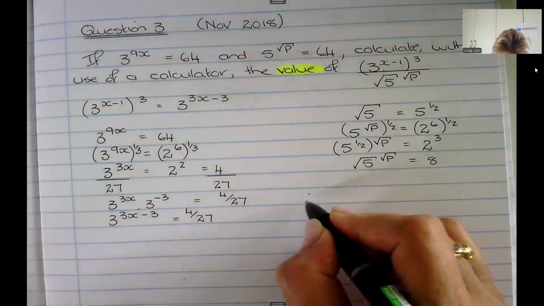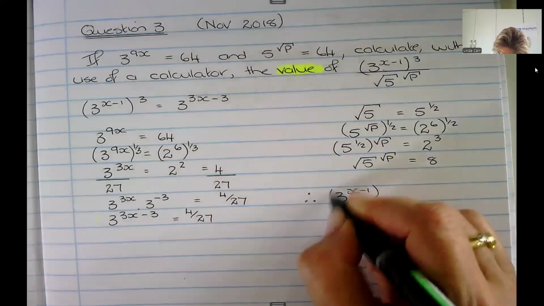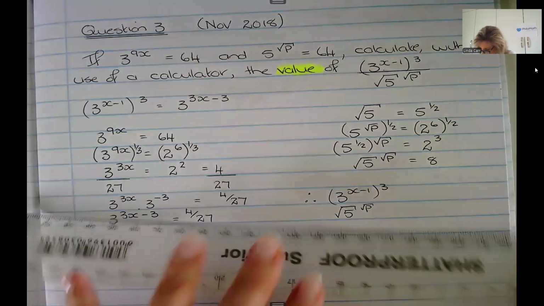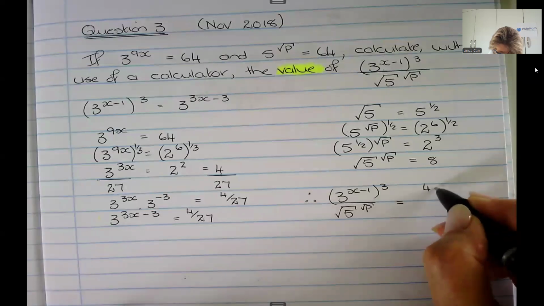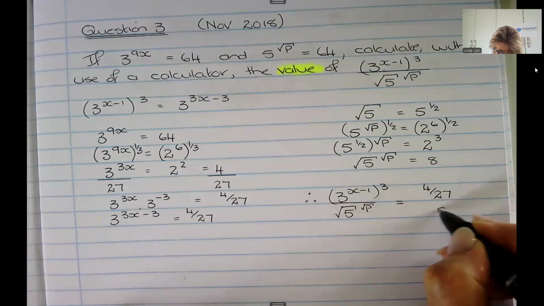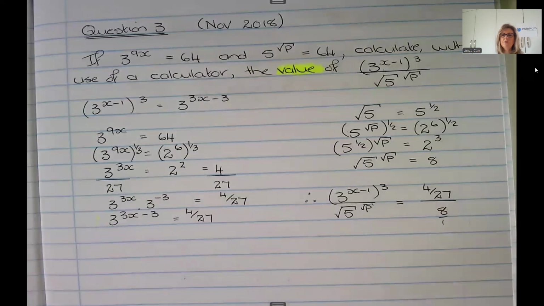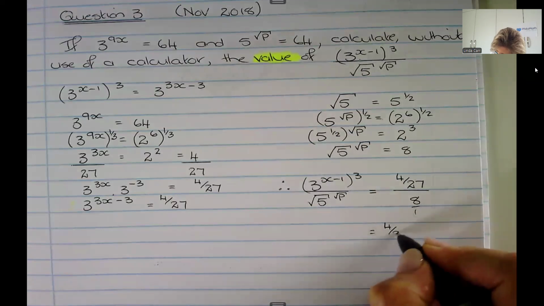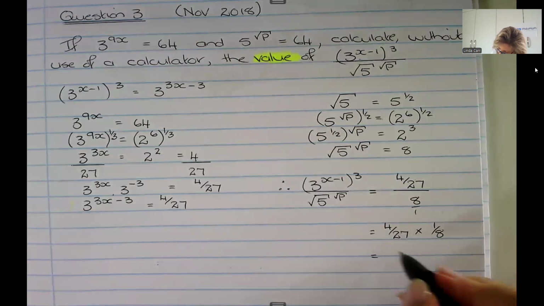So therefore, the whole expression is the same as 4 over 27 divided by 8. They do say without a calculator, so I'm going to be very good and not use my calculator. And I'm going to say it's 4 over 27 times 1 over 8. And when you're done with that, it's 1 over 54.